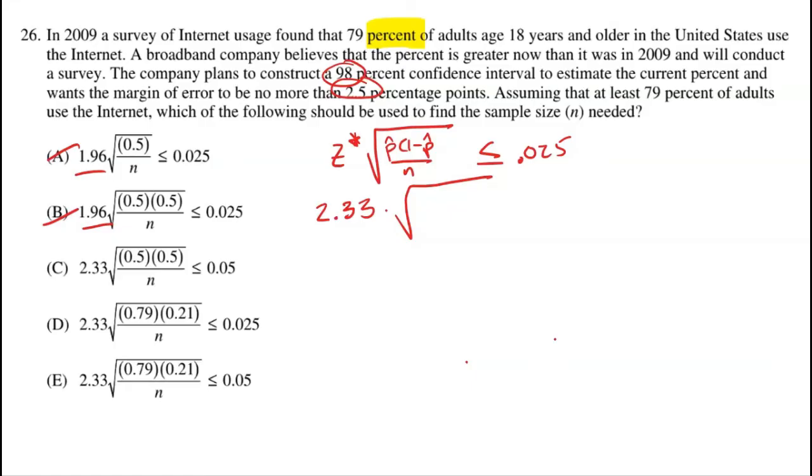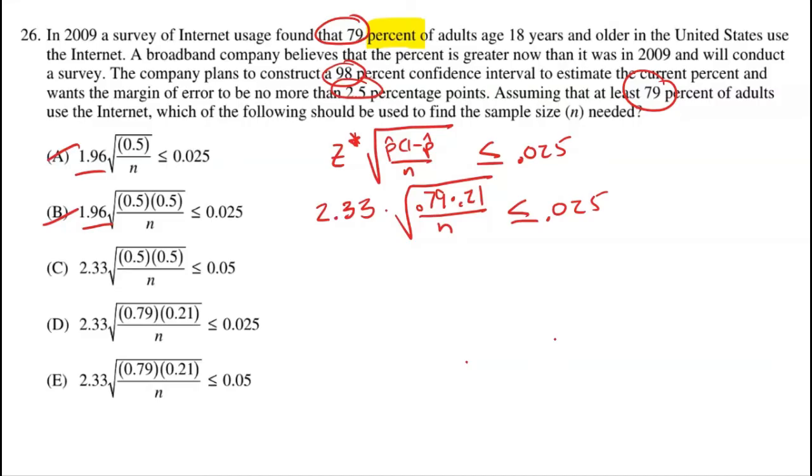And in a lot of cases, we teach kids when you don't know your p hat, just use 0.5 and 0.5. But this problem did tell us to assume that 79% of adults use the internet because that's what was true back in 2009. So why not use that number? So we're going to use the 0.79 and the 0.21 here. That's the opposite, all divided by the sample size n. And we want that total margin of error to be less than or equal to 0.025. Now we could solve this and actually determine what n is, but they don't really ask us to do that.